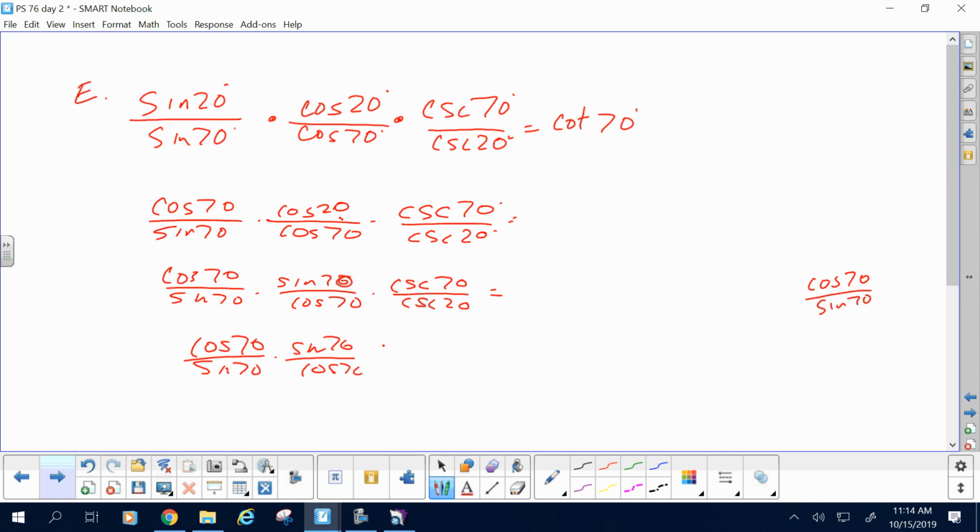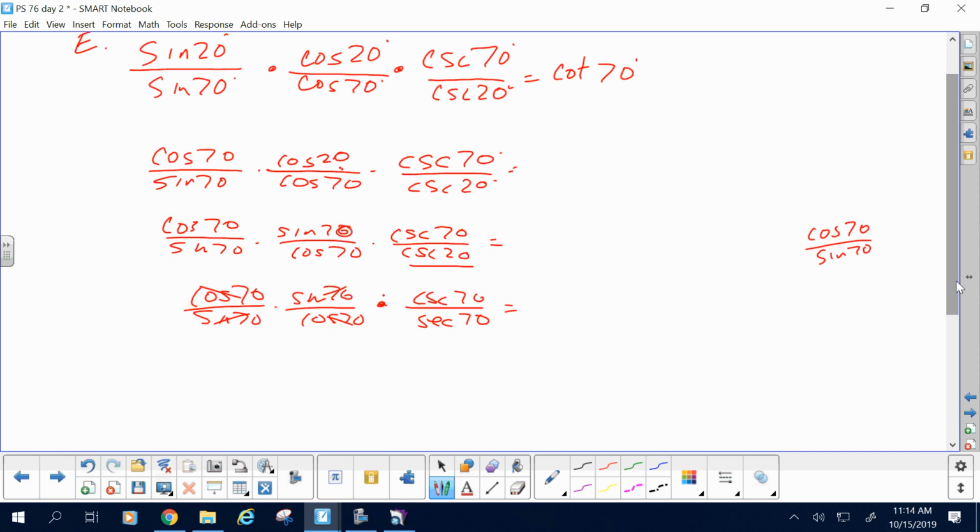Cosine 70. Okay, so you're saying change the bottom one to secant of 70. That's good, because again we're trying to make everything 70-ish, and that's a good step. We took that 20 and made it a 70. So that's one, yay. Now, you might say, didn't you just do two things at once? Yeah, I kind of did.